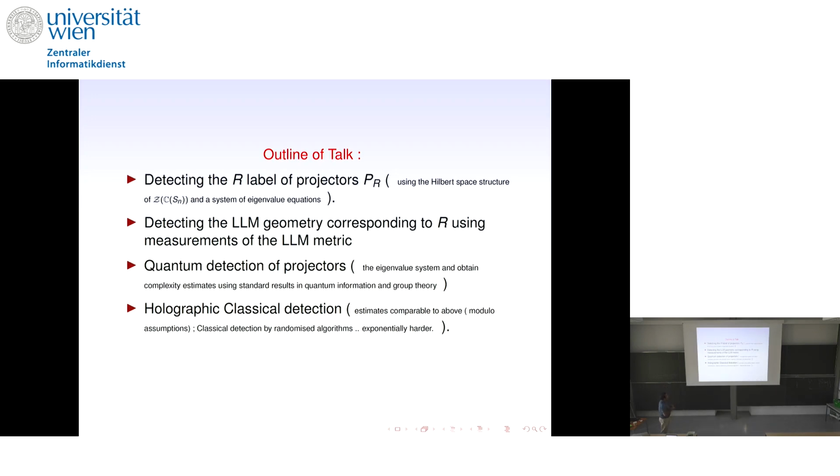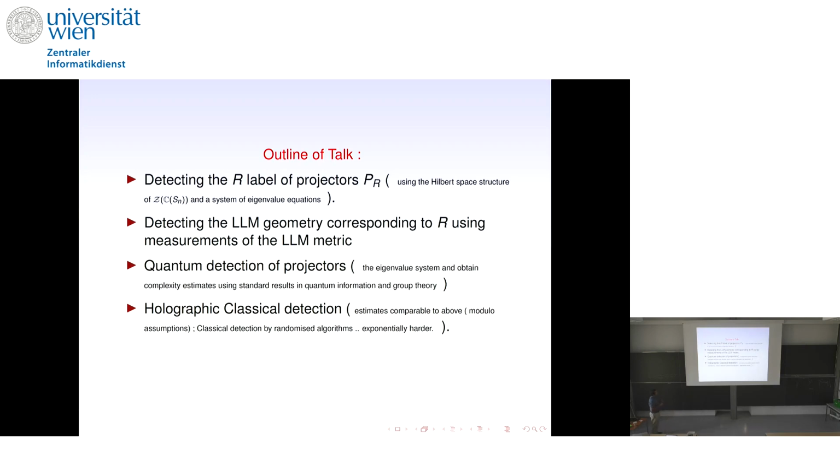Correspondingly, because these correspond to some classical geometries, there's also the question of determining which LLM geometry you have using properties of the metric. In fact, people studied this question before, back in 2006, and that motivated the formulation of this algebraic problem that I'm going to describe.